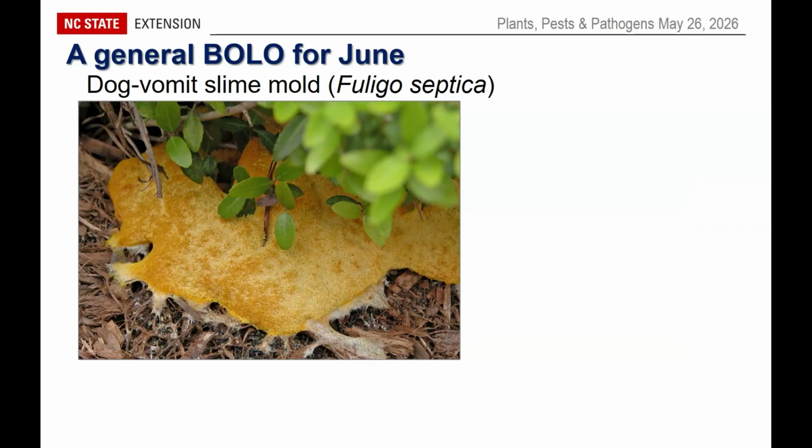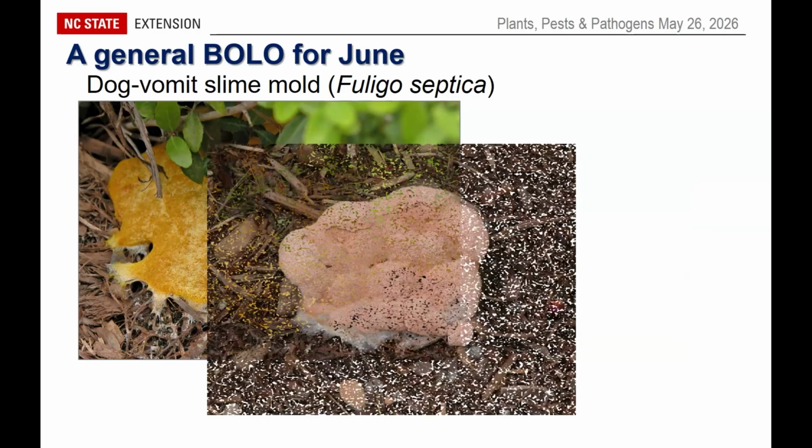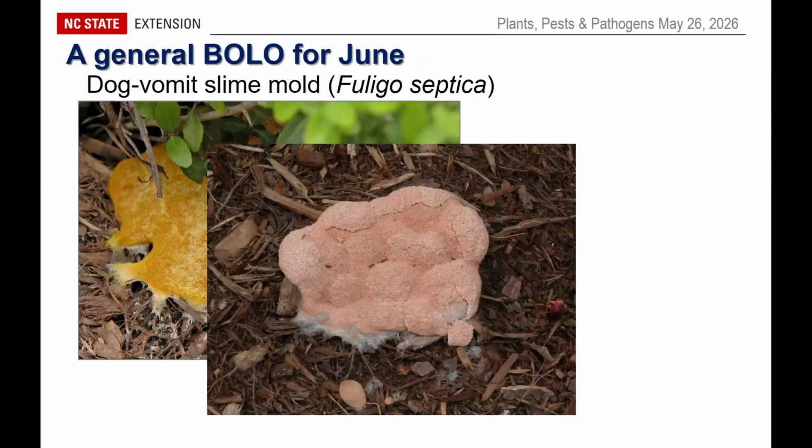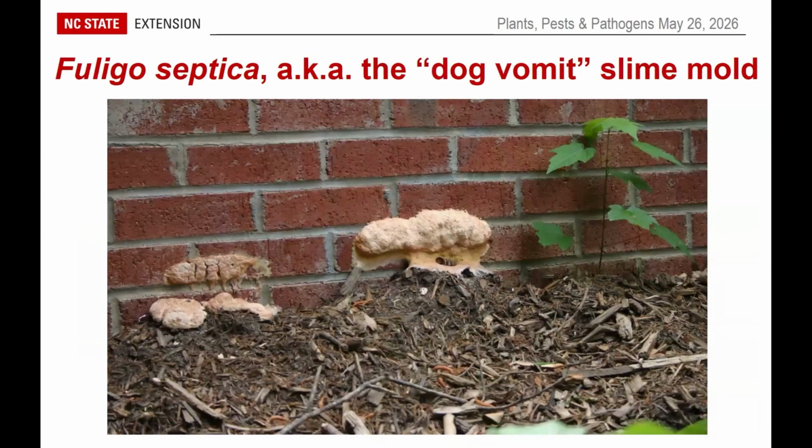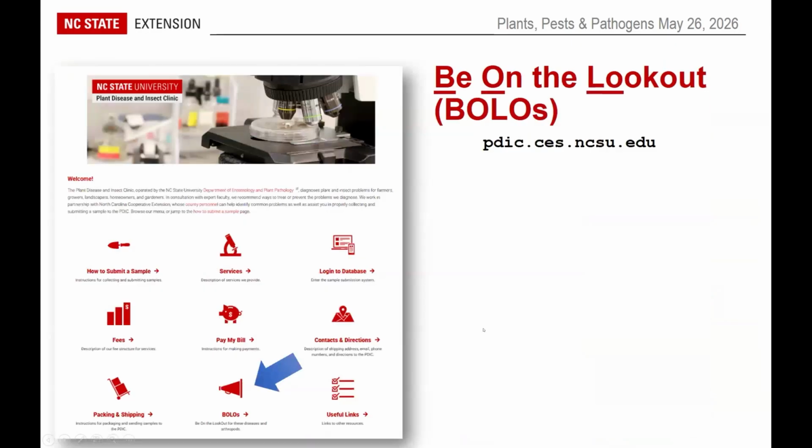Another thing that we'll be seeing will be the Fuligo septica, the dog vomit slime mold. It starts out kind of a frothy looking yellow color, and eventually develops a pinkish crust with the black spores inside. This is harmless. It will not be a plant pathogen. It's not going to damage the plants, and it is not dangerous. Interesting picture here of one that kind of oozed up onto a brick wall before switching over to its spore bearing stage. So not necessarily even on mulch will you find it.